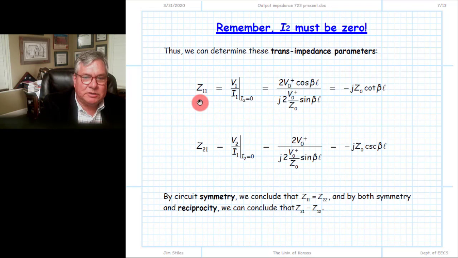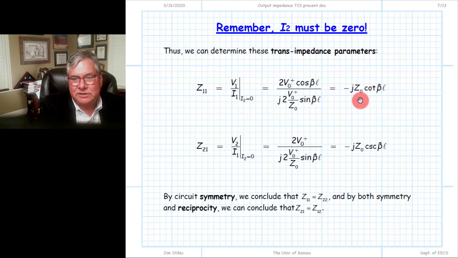The transimpedance parameter Z11, of course, is the voltage at port 1 divided by the current at port 1 when the current at port 2 is equal to 0. And since port 2 is terminated in an open circuit, we know I2 will be equal to 0. And so we find the voltage V1 and I1 under that condition, and we find the resulting transimpedance parameter Z11 is equal to minus j Z0 cotangent of beta L. Likewise, for the Z21 transimpedance parameter, the ratio of V2 to I1 when I2 is equal to 0, we similarly find this result.